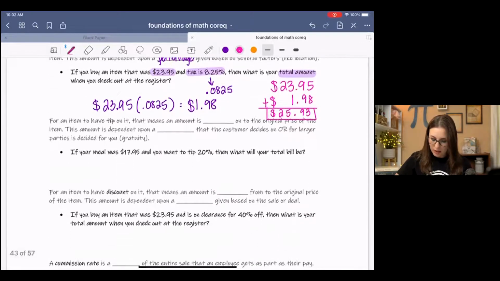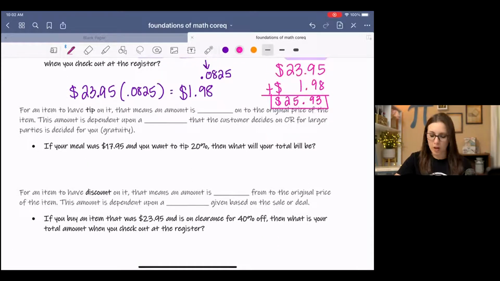Now, tip is kind of like tax in that we are adding on that amount to our total bill. And there are tip calculator apps that you can download if you feel like that would benefit you, but you can do tip pretty easily and quickly if you just think about it logically. Remember that a tip is an amount dependent upon a percent that the customer decides, or for large parties at a table, the percentage may be decided for you, and that's called gratuity.